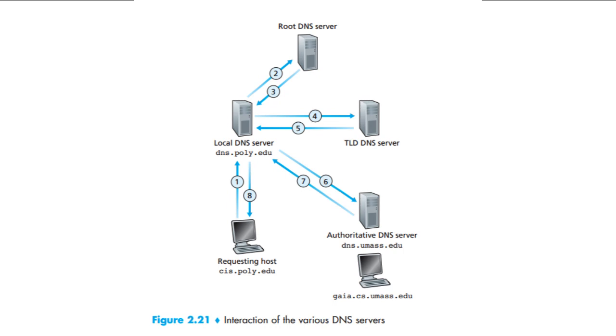Interaction of the various DNS servers. Figure 2.21 makes use of both recursive queries and iterative queries. The query sent from sys.poly.edu to dns.poly.edu is the recursive query, since the query asks dns.poly.edu to obtain the mapping on its behalf. But the subsequent three queries are iterative, since all the replies are directly returned to dns.poly.edu. In theory, any DNS query can be iterative or recursive.